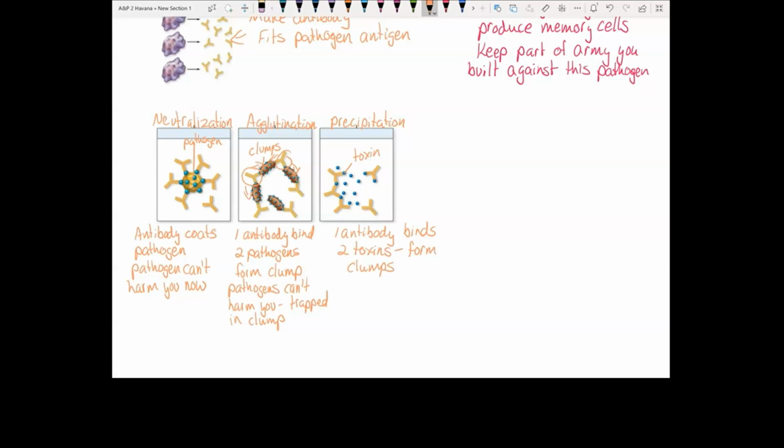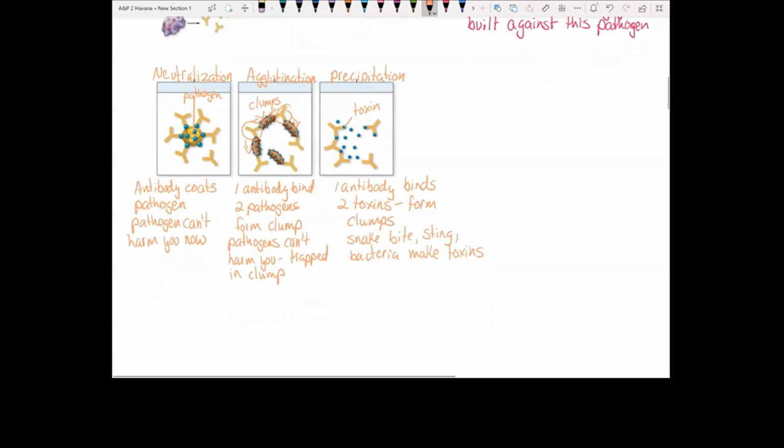This would be how your body responds like to a snake bite or a sting from a bee or another insect. Some bacteria produce toxins. So if the toxins are trapped in a clump, they can't hurt you.